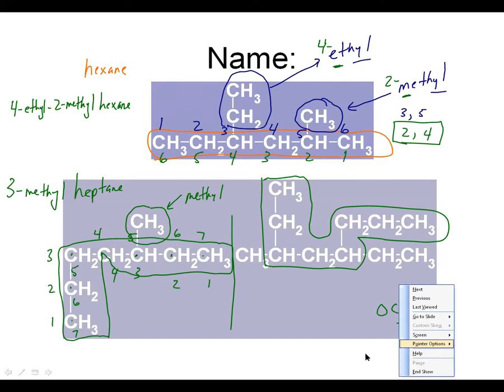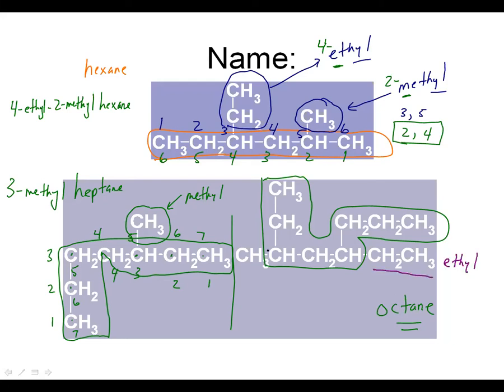We do have, in this case now, a couple of different groups attached. We have a 2 carbon group right there, which is an ethyl group. We have, I kind of wrote over it there, I'll circle it. We have a 1 carbon group, which is a methyl group.